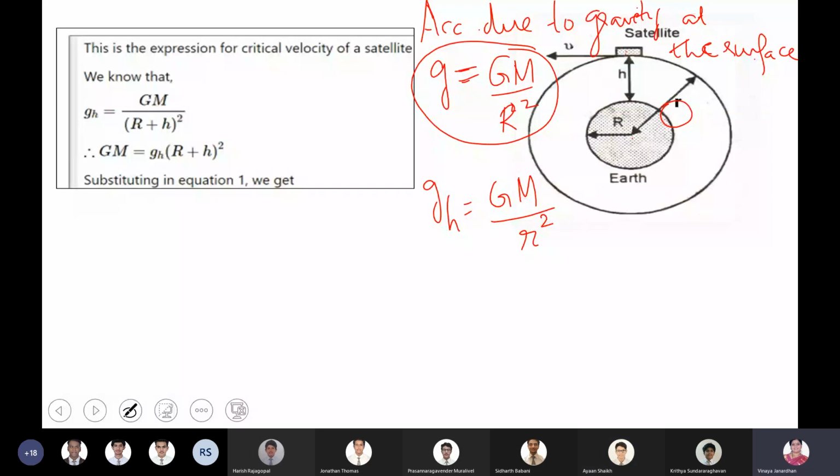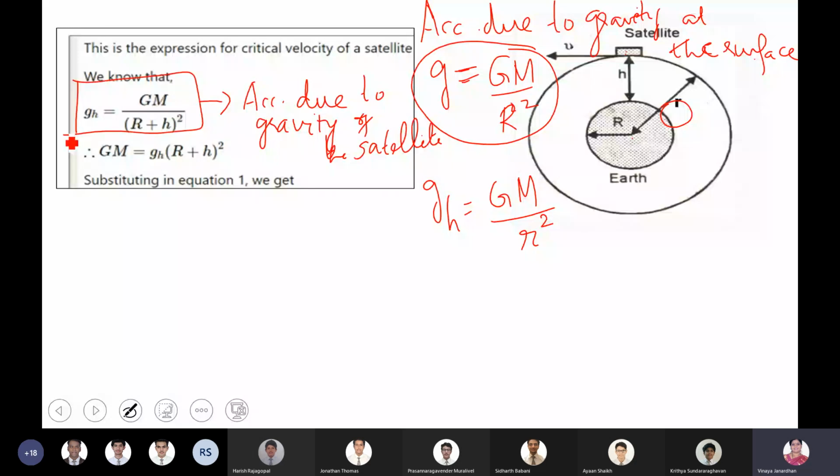What is gh? Acceleration due to gravity of the satellite is gh. So from here, you take the value of GM and substitute for Vc. Get me the value of Vc.